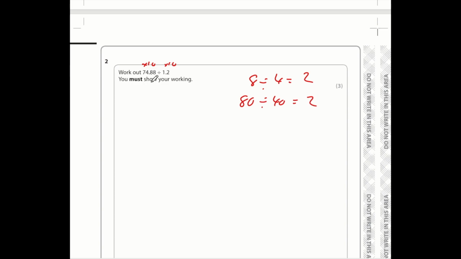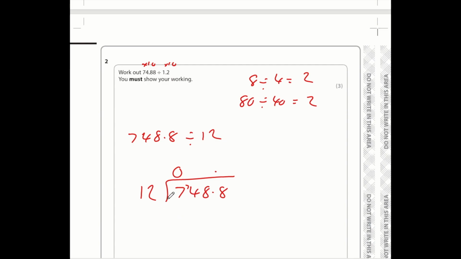So if I multiply 74.88 by 10, I get 748.8, and instead of dividing by 1.2, if I multiply this by 10, I get 12. And I'd much rather divide by 12 than 1.2. So 748.8, put a decimal point above on the bus stop there. 7 divided by 12 won't go, so carry the 7.